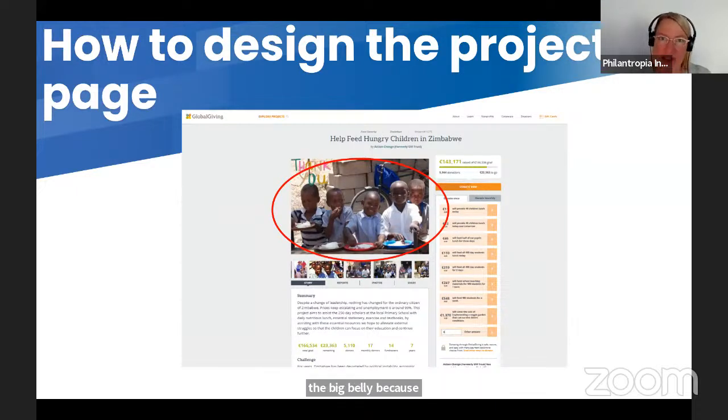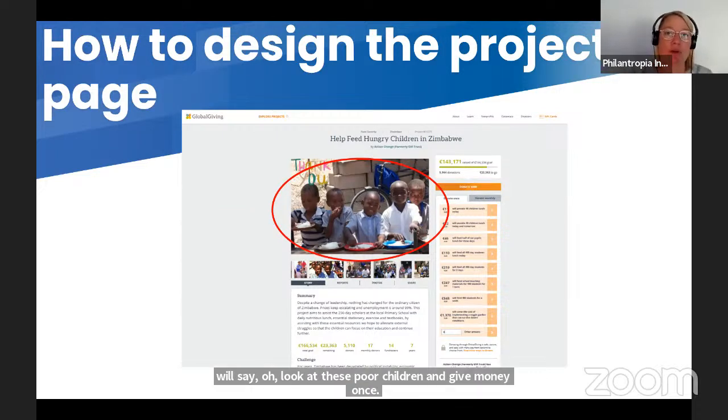Maybe they catch the attention. First of all, it's not a good picture because it's not respectful towards the child. And second of all, it's not a good picture for a donation campaign because it just sparks negative emotions. And maybe you will catch people's attention and they will say, oh, look at these poor children, and give money once. But what you want is donor retention. You want them to donate again and again.